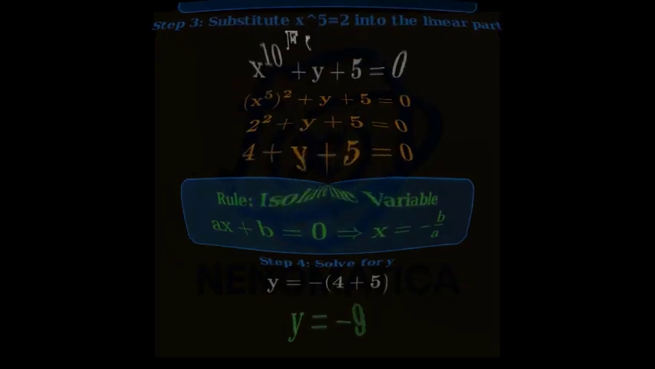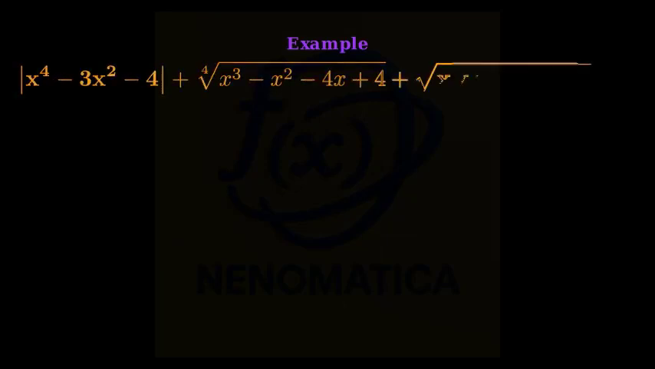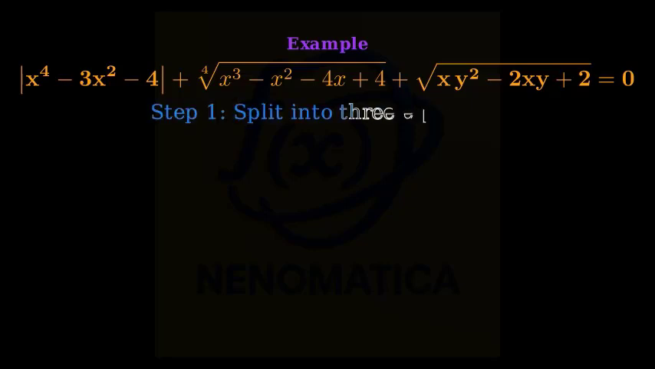Example. We are given a radical sum equation. Each term is non-negative: an absolute value, a fourth root, and a square root. We will solve it step by step, reproducing the exact algorithm from the prompt, and find x and y. Step 1. Because a sum of non-negative numbers can be 0 only when each addend is 0, we set all three inner expressions to 0.